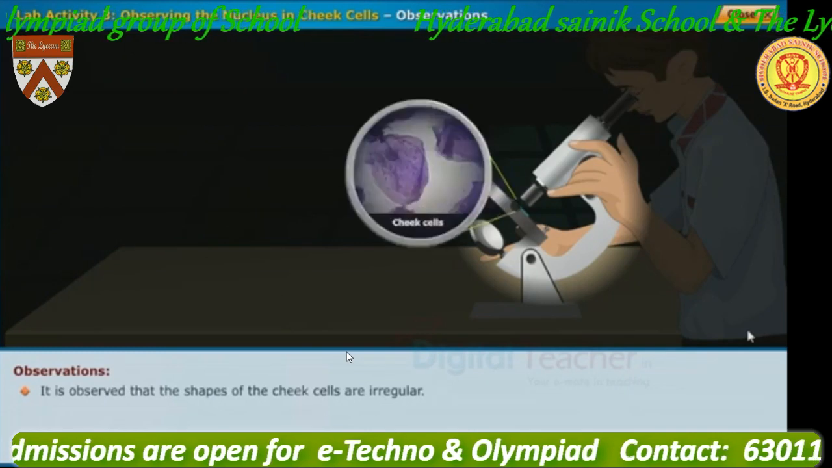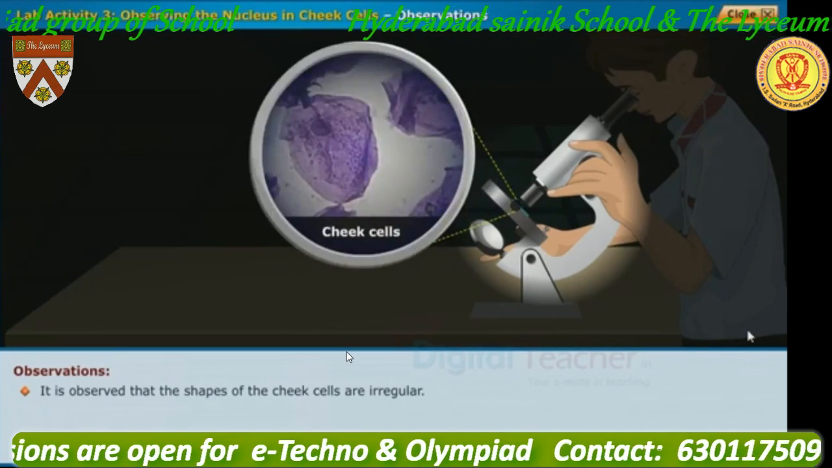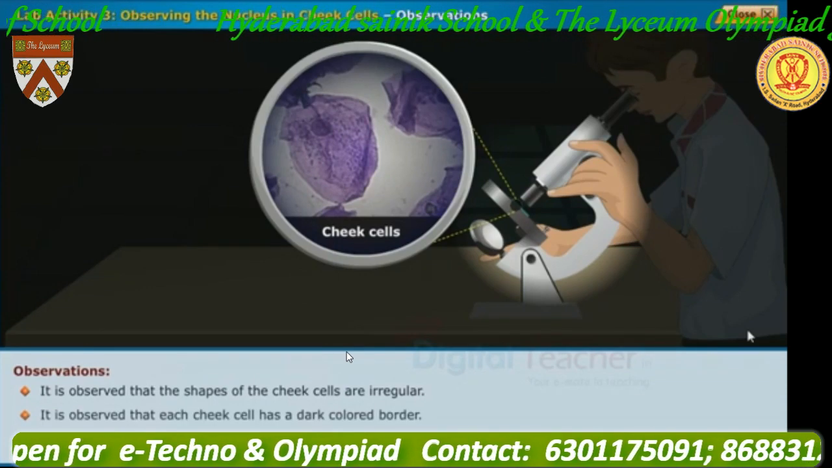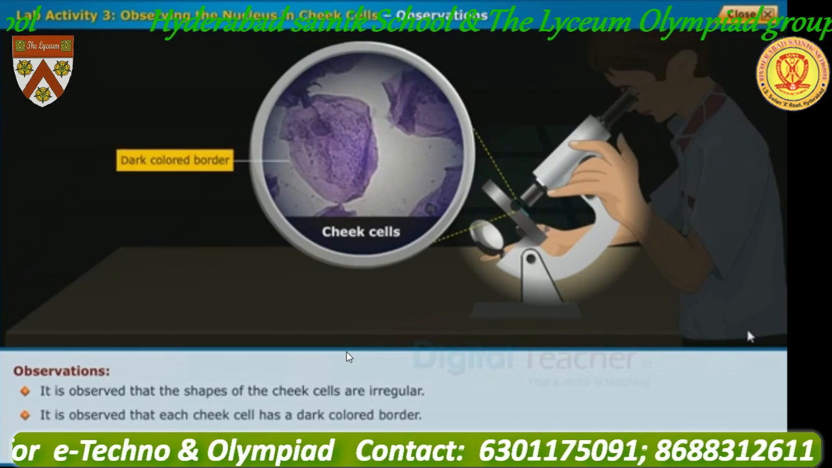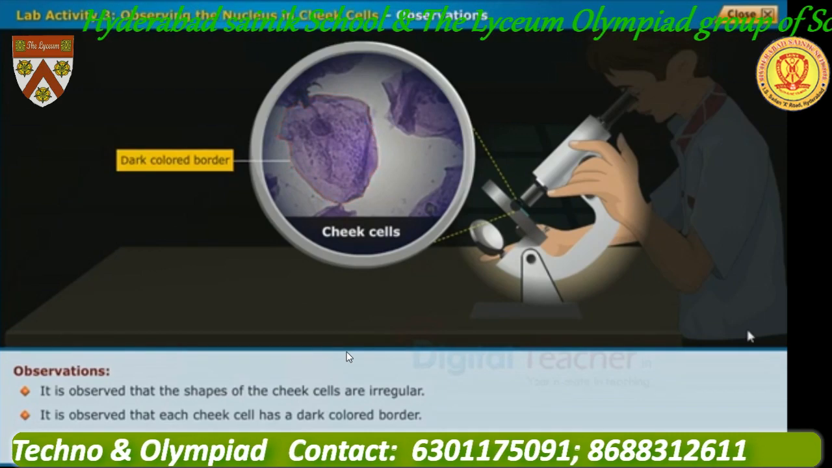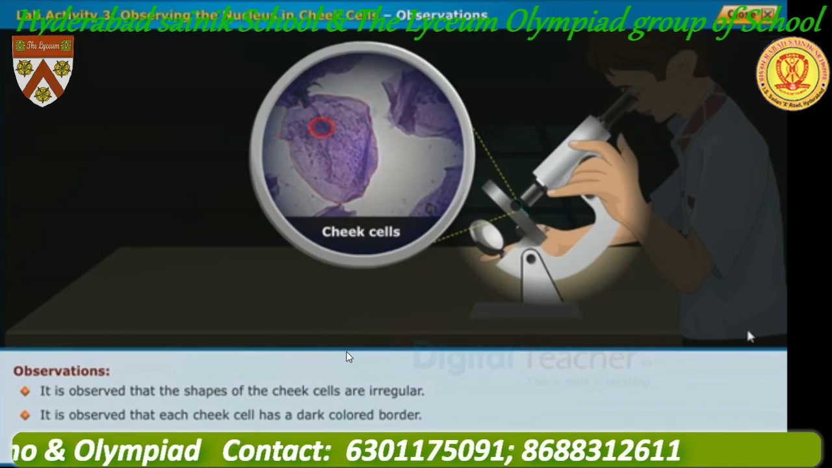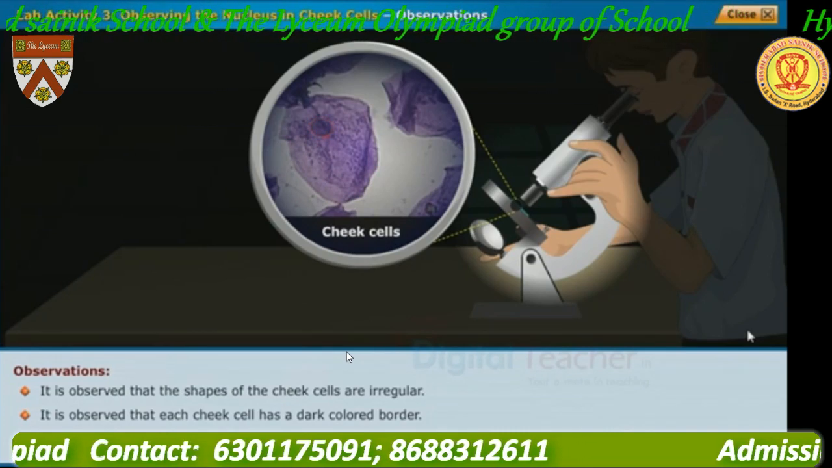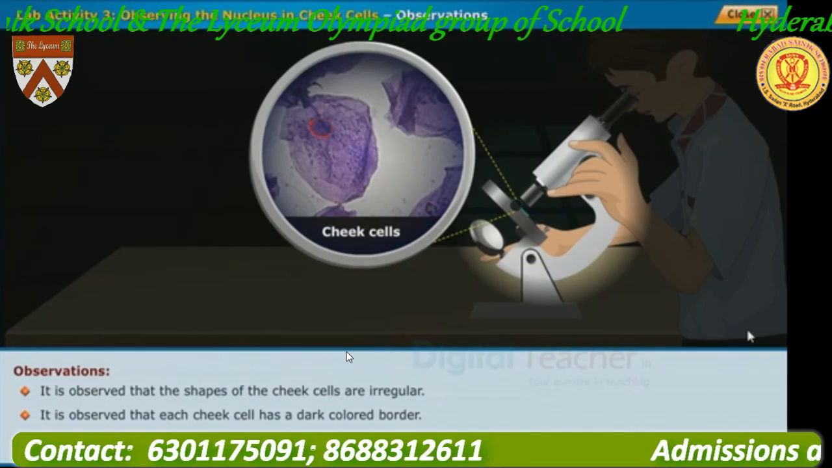It is observed that the shapes of the cheek cells are irregular. It is observed that each cheek cell has a dark-colored border. It is observed that dark-colored spherical and oval-shaped structures are present near the center of the cell.